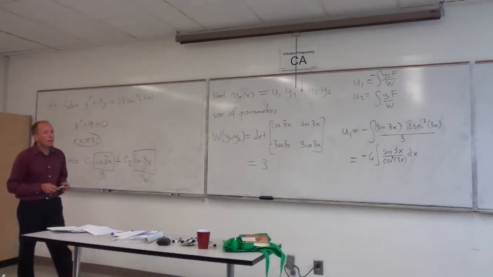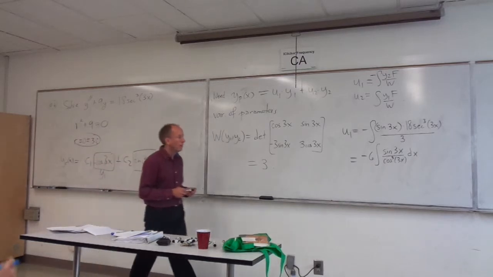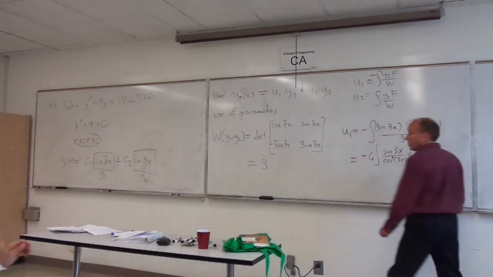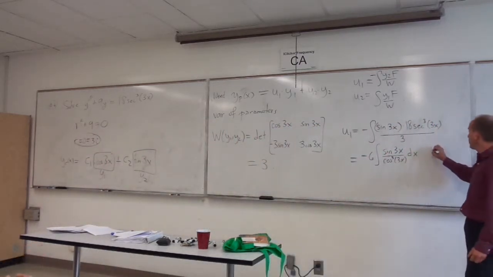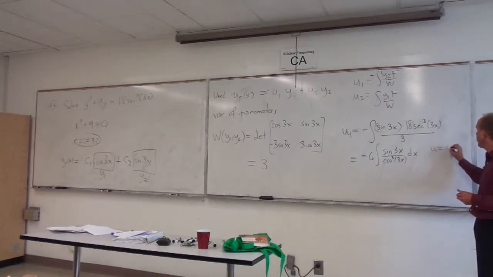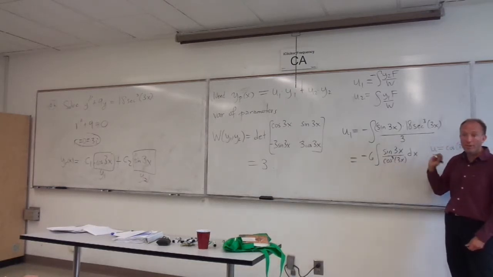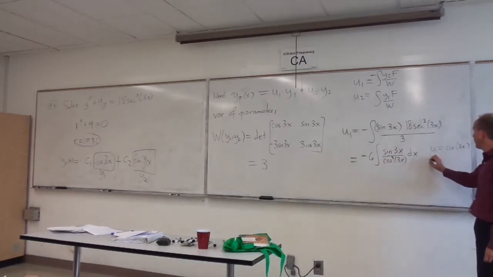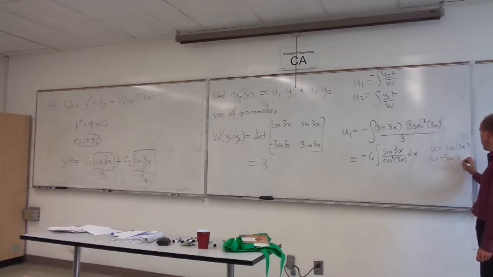Any ideas on how to integrate that, by the way? Yeah, I would do a u substitution here. What would be your choice for the u? Sine of 3x. Or cosine. Cosine of 3x would be a better choice. The denominator then is u cubed, right? And then the derivative of this is negative 3 sine of 3x dx.